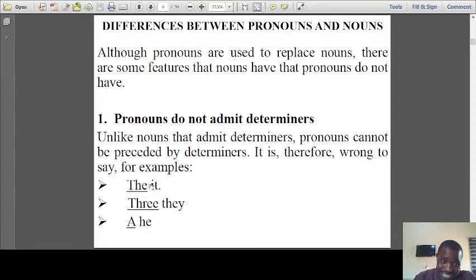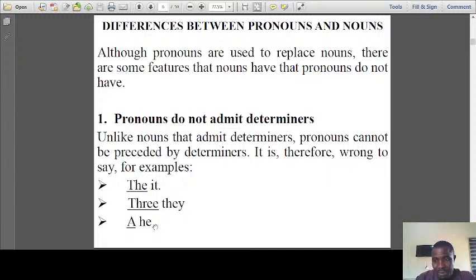The pronoun it has been used to replace the noun phrase the school. Remember, pronouns are used to replace nouns or noun phrases. So it here has been used to replace the noun phrase without admitting determinants. The same applies here and here.